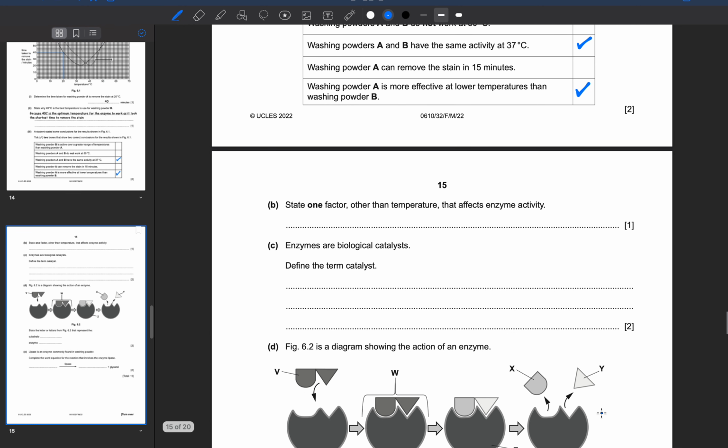Okay, next one, state one factor other than temperature that affects enzyme activity. We know we have 4 factors that affect the enzyme activity, which are temperature, pH, the concentration of the enzyme, and the concentration of the substrate. These are the 4 factors affecting the enzyme activity.